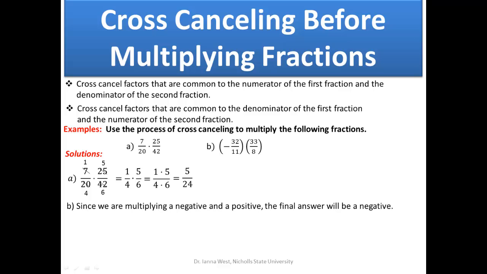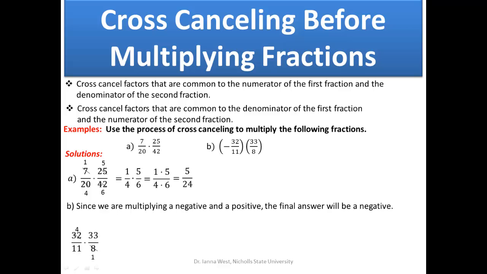For our second one, since we are multiplying a negative and a positive, the final answer will be negative. But for simplicity, we will first multiply without regard to the signs, and then we will apply the appropriate sign rule to the final answer. We will be multiplying 32/11 times 33/8. Notice that 32 and 8 have 8 in common. So 8 goes into 8 one time, and 8 goes into 32 4 times.